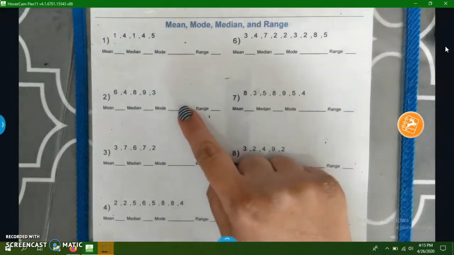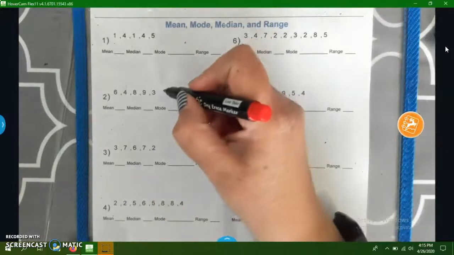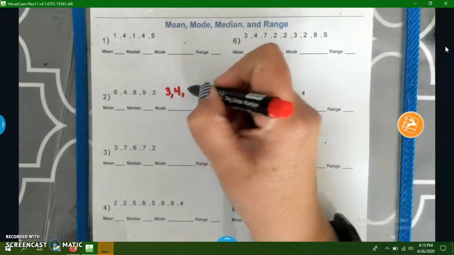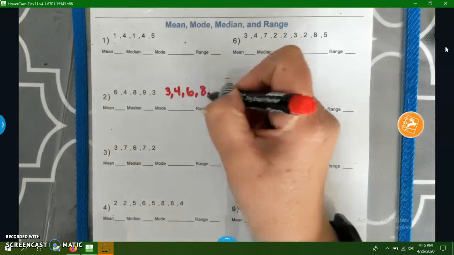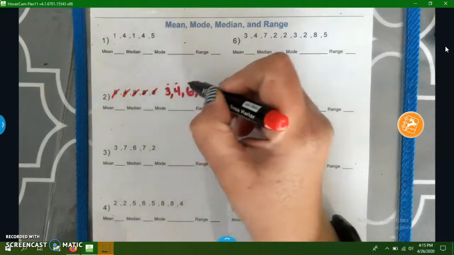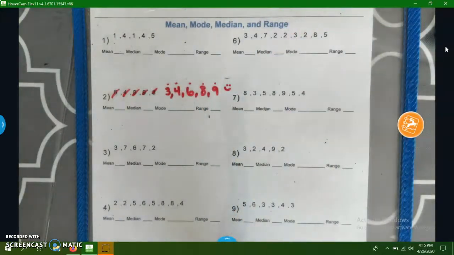We're going to look at 6, 4, 8, 9, 3. First thing I should do, and the first thing you should be doing on your paper, is writing these numbers from least to greatest. So 3, 4, 6, 8, 9. 1, 2, 3, 4, 5 numbers. Smiley face because I checked my data.